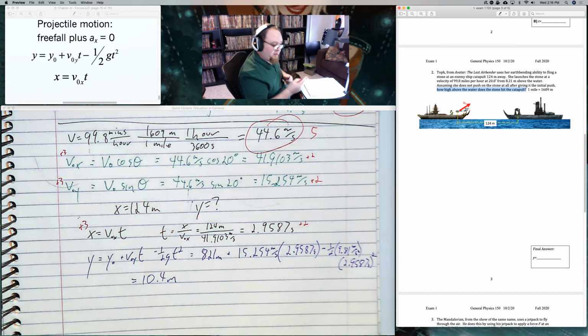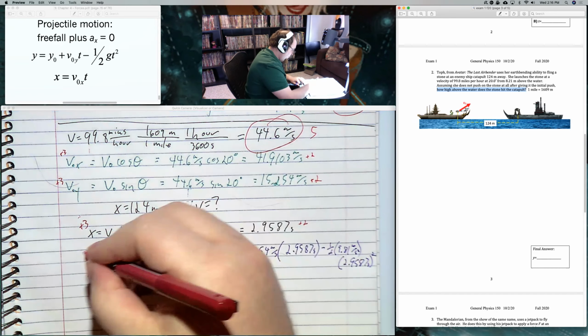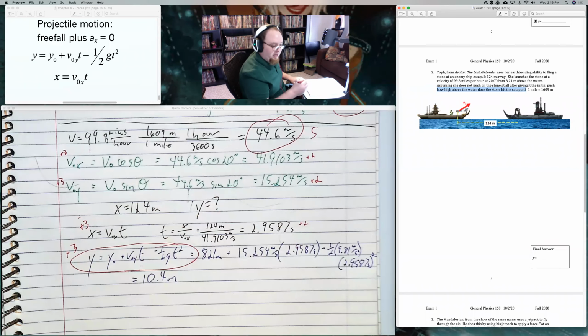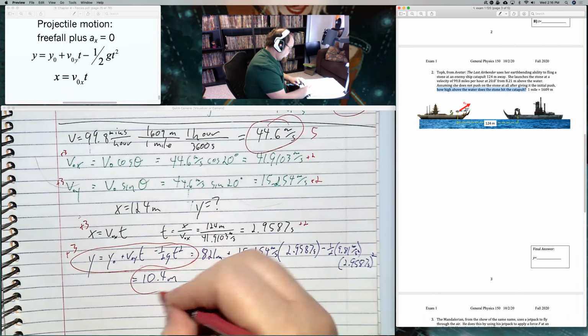Well, because I didn't show it, it was 3 points for this equation and 2 points for the final answer.